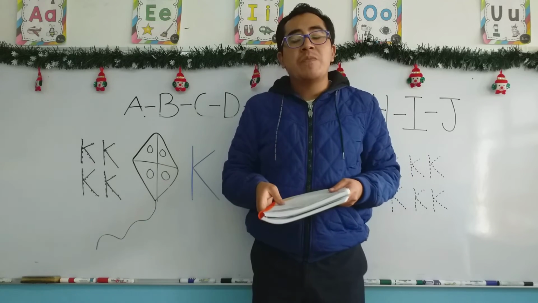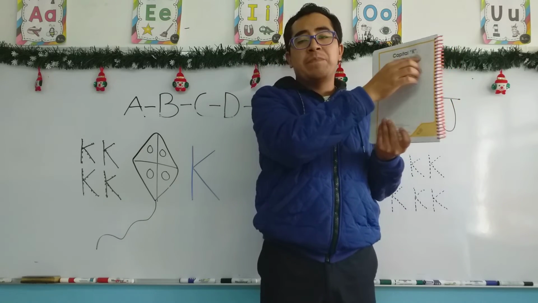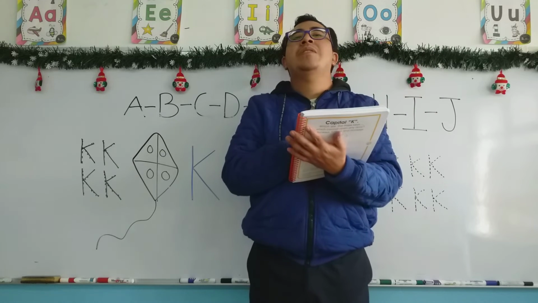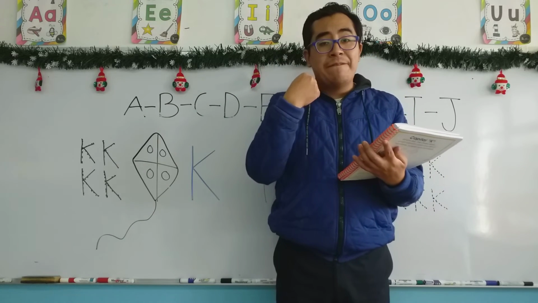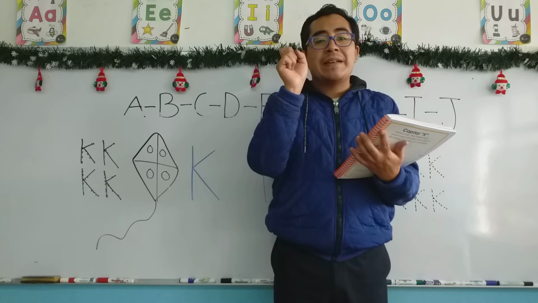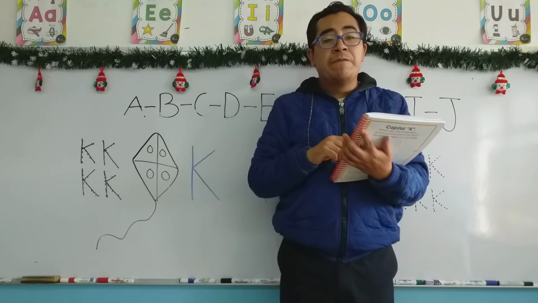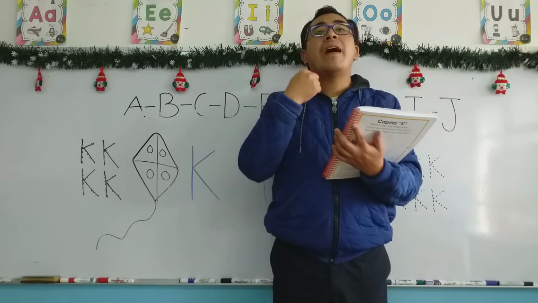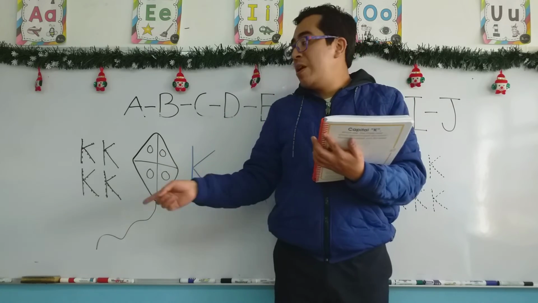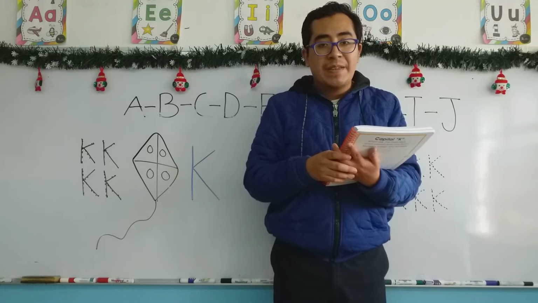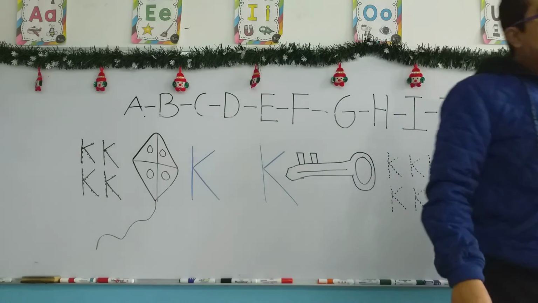Now, before we continue with the second activity, I will read a small sentence that appears on top of the page. Les voy a leer una pequeña oración que se encuentra en la parte de arriba de su página. Dice, I have, the word have, tener. I have, yo tengo, I have a beautiful kite. Yo tengo un hermoso cometa. Very good. Let's continue with the second activity, key.